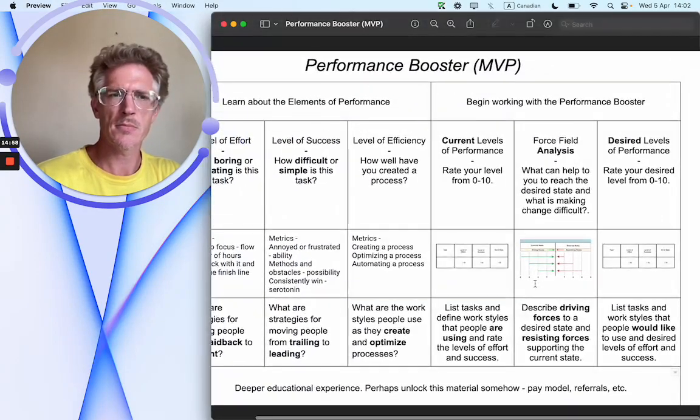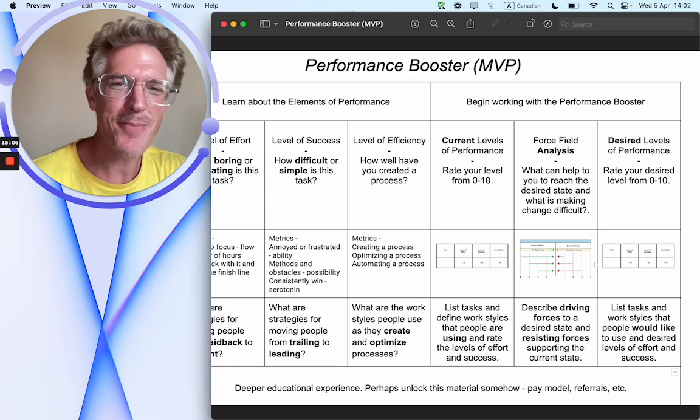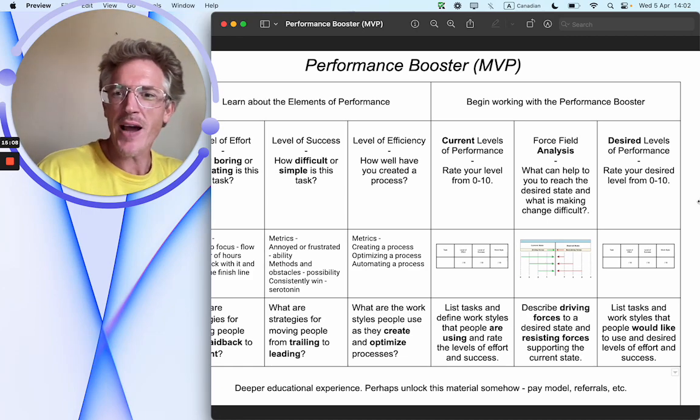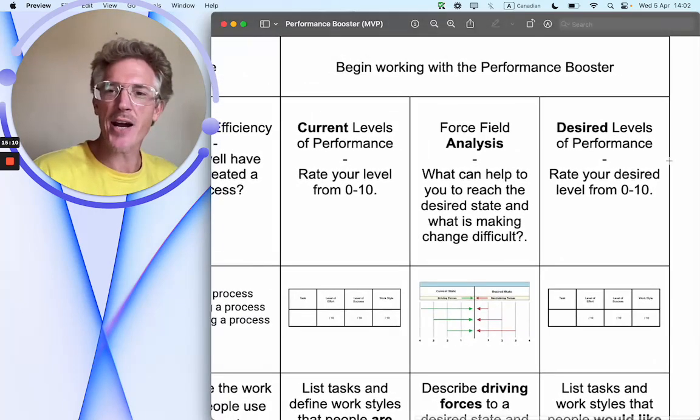And finally, we got through 15 minutes. All right, I think we can wrap it up at the 20-minute mark. So finally, we're at the end, which is the desired levels of performance.